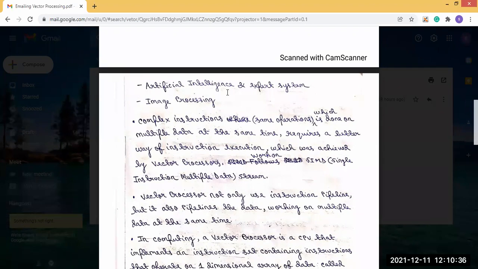In simple words, we can say SIMD: the instruction is single, but we are performing it over multiple data. SIMD stands for single instruction, multiple data. So the instruction is single, but we perform it over multiple data at the same time. This is how our vector processing works.